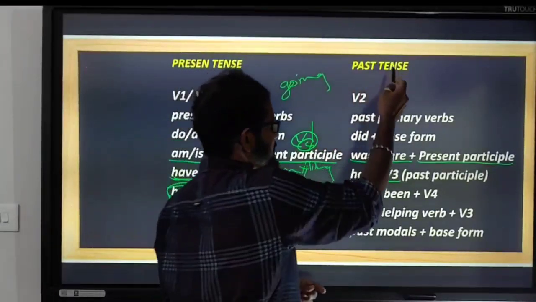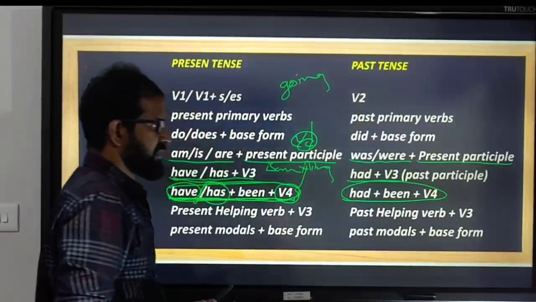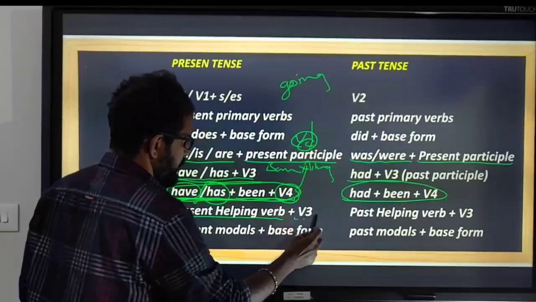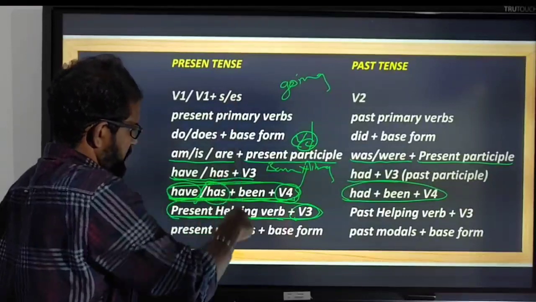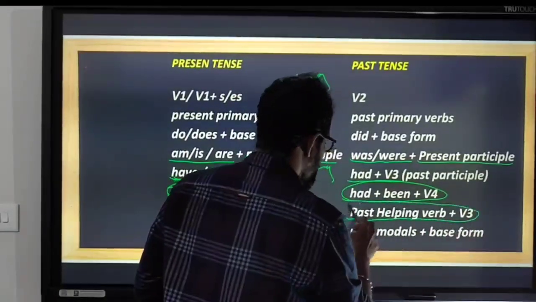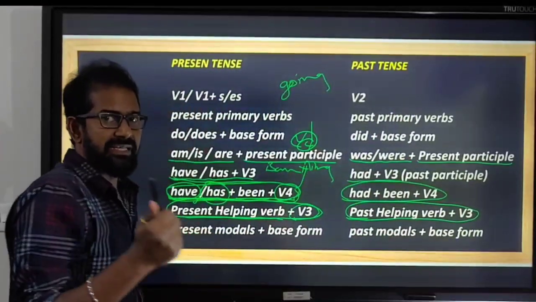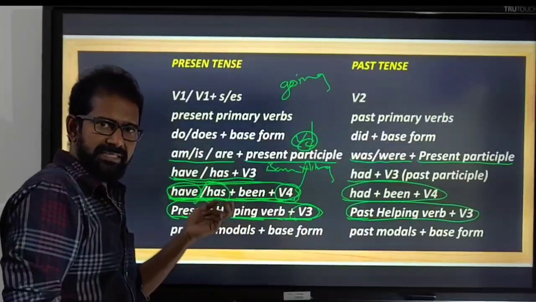When it comes to the past perfect continuous, we use this form: had plus been plus V4. Present helping verb plus V3, this form we use in present passive voice. Similarly, past helping verb plus V3, and this we use in past tense passive voice. So helping verb plus V3 we use in passive voice.